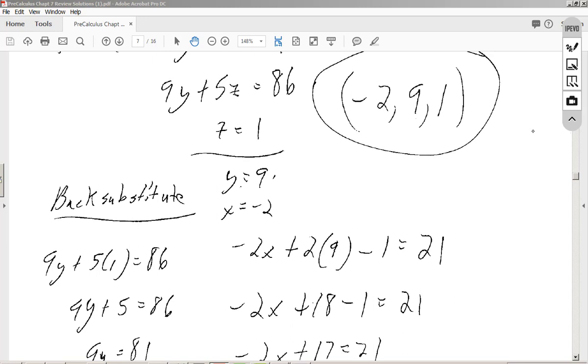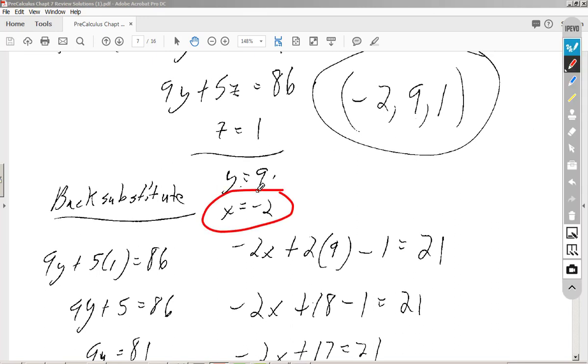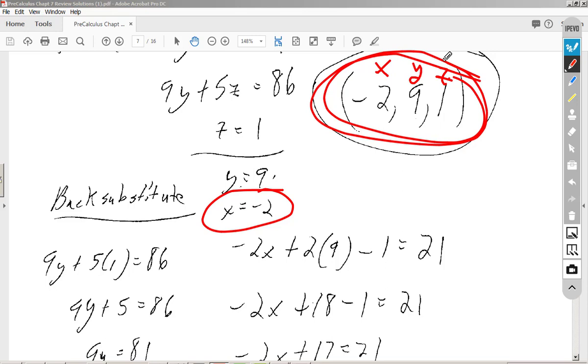So here's my x equals negative 2. So now I go ahead and write it in alphabetical order. So here's my x of negative 2, my y is equal to 9, and my z equals 1. And that would be your solution to number 7. It would be the ordered triple of negative 2, 9, and 1.